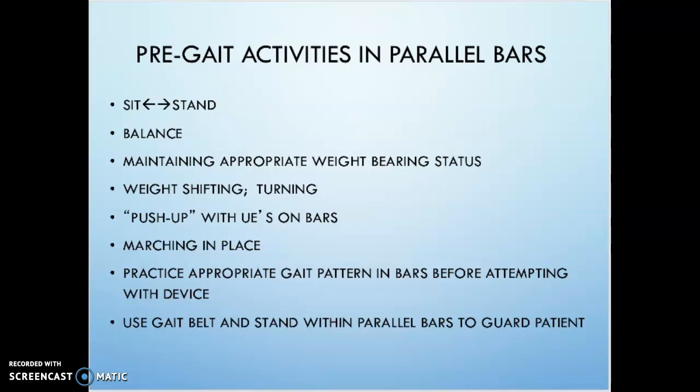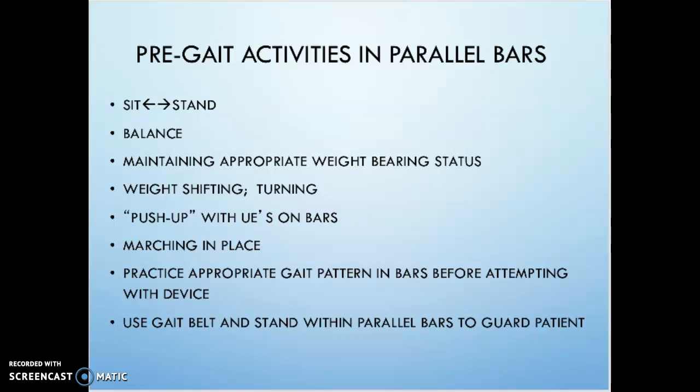And there we can practice moving sit to stand and stand to sit. We can work on weight shifts, balance activities. Maybe this is a great place to reinforce the weight-bearing status and make sure they're understanding that and able to maintain that weight-bearing status. We can do arm strengthening, of course, lower extremity strengthening with the sit-to-stand reps. They can also do marching.